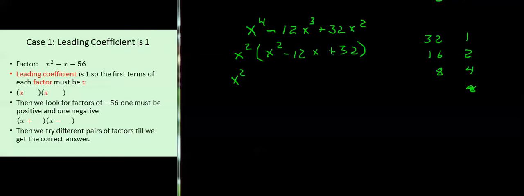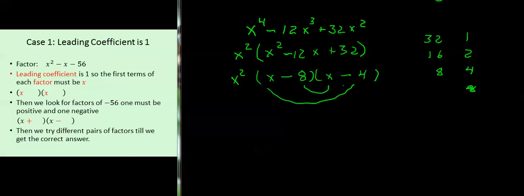Now, because this is positive, both my factors have to be positive or both negative, because negative times negative is positive. But because this is negative, they both need to be negative. And I know what the answer is. Minus 8 minus 4. Minus 8x minus 4x gives me minus 12x. And we're done.